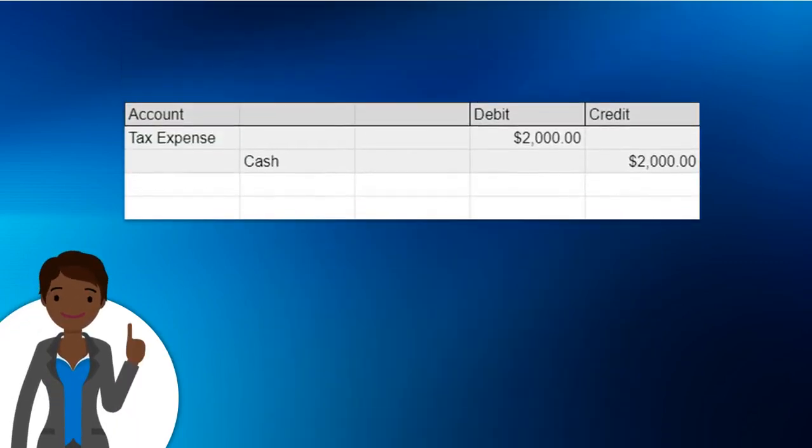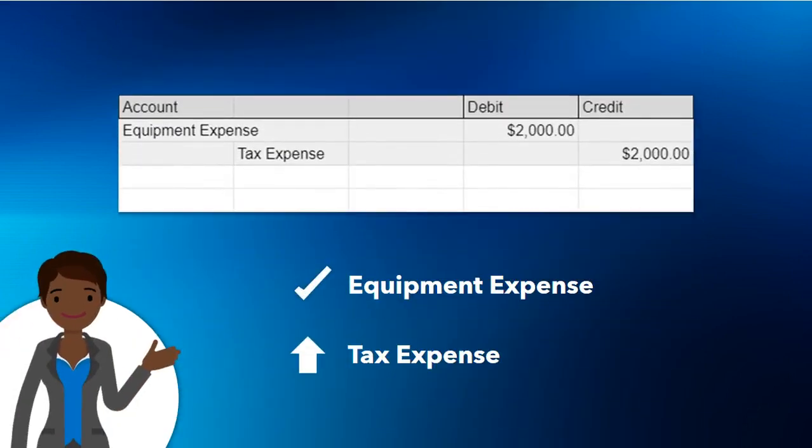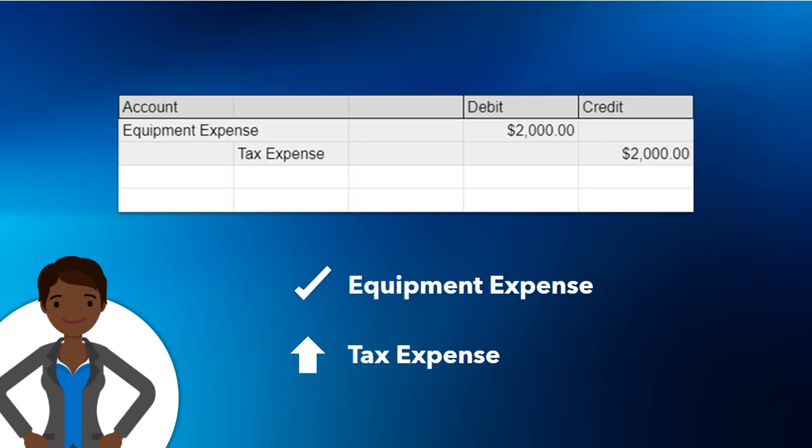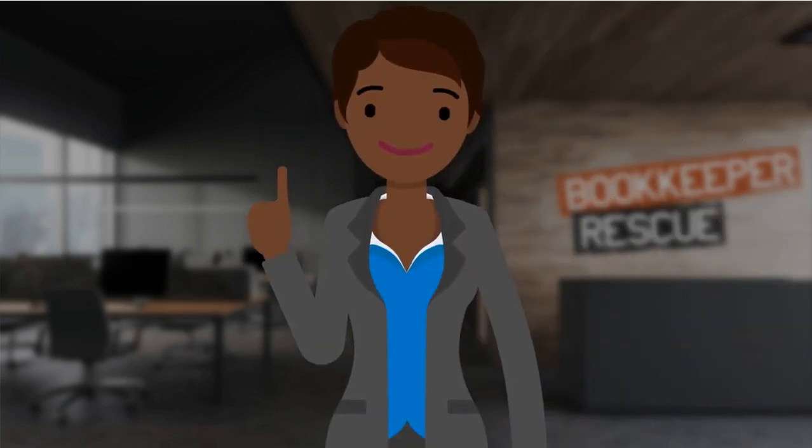So in this case, where we've got too little in the equipment expense account and too much in the tax expense account, we can reverse this problem with a single entry that looks like this. We would add a memo on this entry to clarify that it's correcting an incorrect entry on the original date. So now we've got both accounts corrected in a single entry. Easy, right? Well, not always, but in this case, yes.